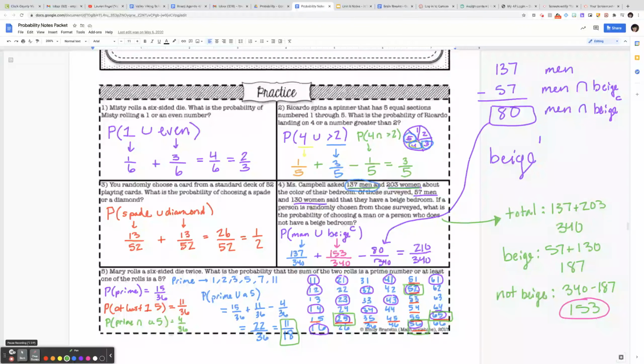All right, y'all, so I hope this was helpful for you in looking at different scenarios where we can use our overlapping and mutually exclusive ideas along with our addition rule.